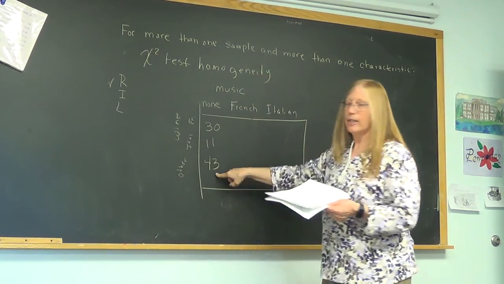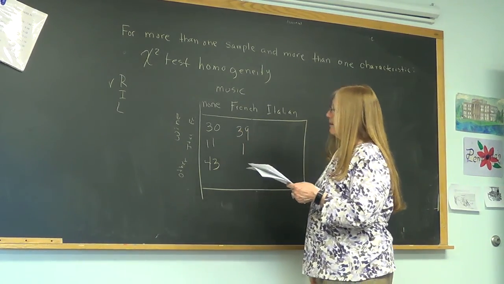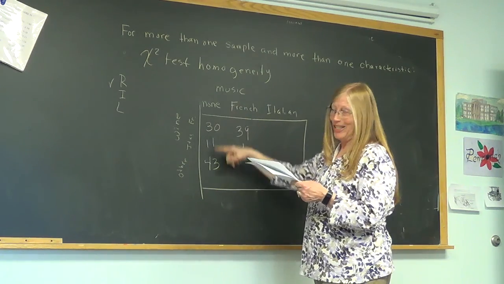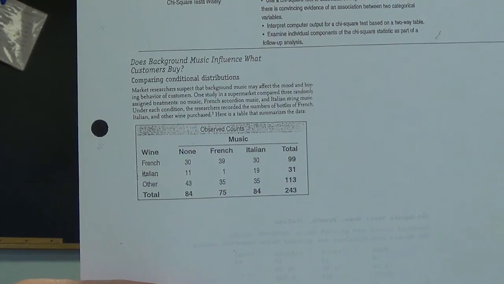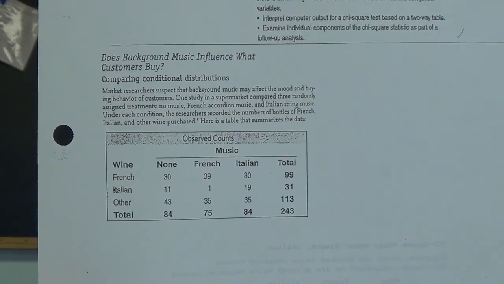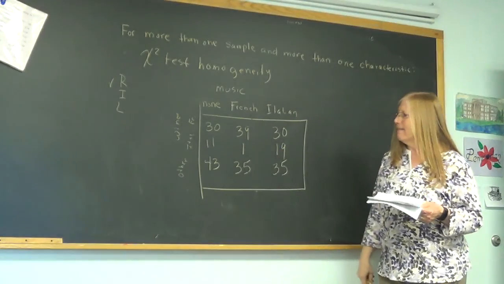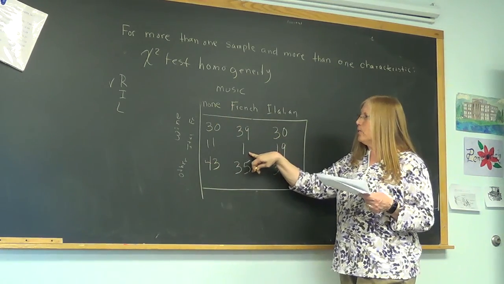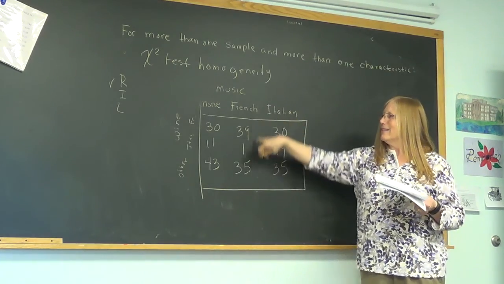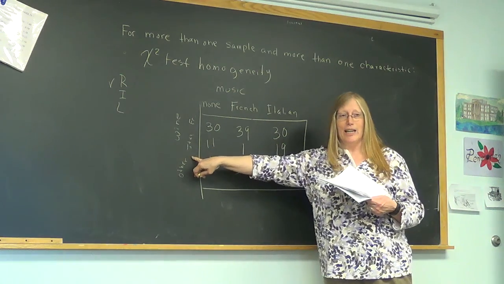Shannon, would you describe for me what the 43 means? Any other type of wine you buy when there's no music. Right, no music. Okay, Bree, tell me what the 1 stands for. The French music, Italian wine. Right, so when French music was playing, how many bottles of Italian wine were bought?